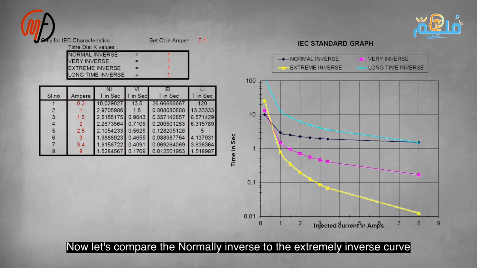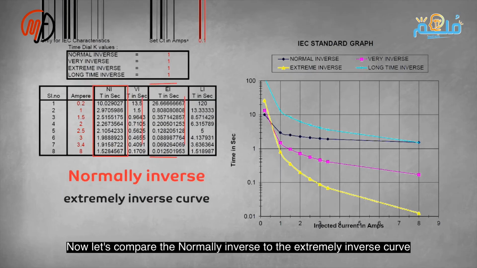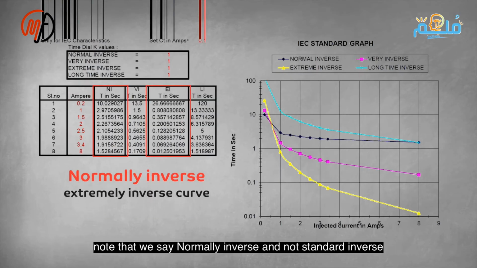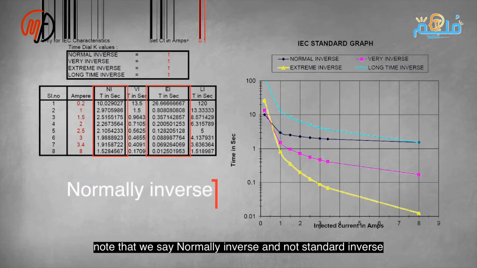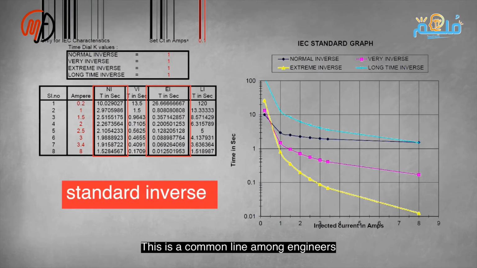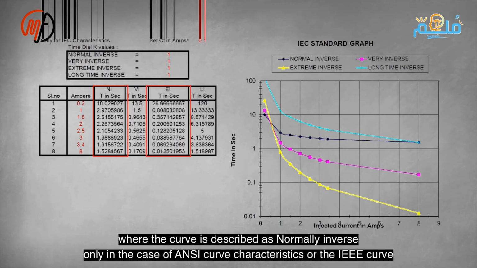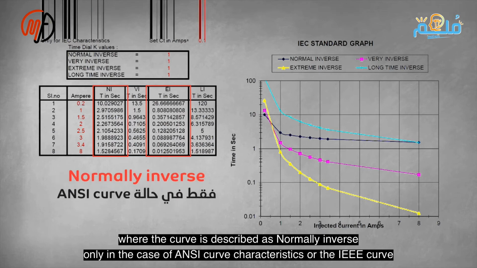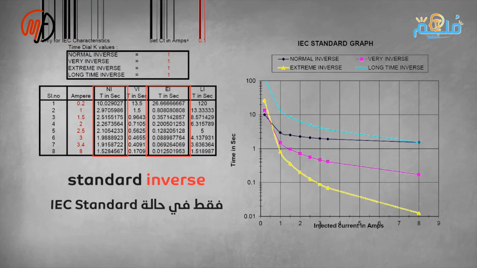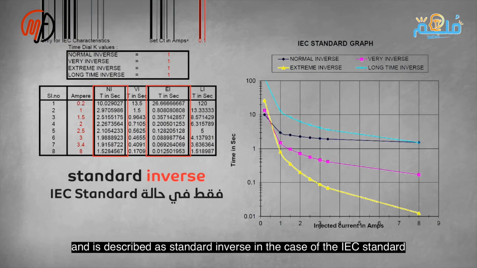Now let us compare between normal inverse and extremely inverse curve. Note that we say normal inverse and not standard inverse, and this is a common mistake among engineers, as the curve is described as normal inverse only in the case of the ANSI curve characteristic or IEEE curve. Otherwise, it is described as IEC standard inverse.